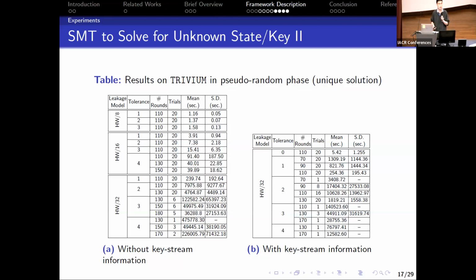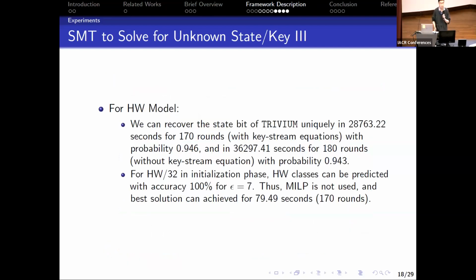If we provide the key stream generation function to the solver, the number of rounds can be reduced, and the solving time is even faster. To summarize, for the Hamming weight model, we can recover the internal state uniquely for the pseudo-random phase. For the initialization phase, we can predict with even higher accuracy at a higher tolerance level, because in the initialization phase you are only solving for 80 bits instead of the full 288 bits. So we can solve it even faster, in only 80 seconds.